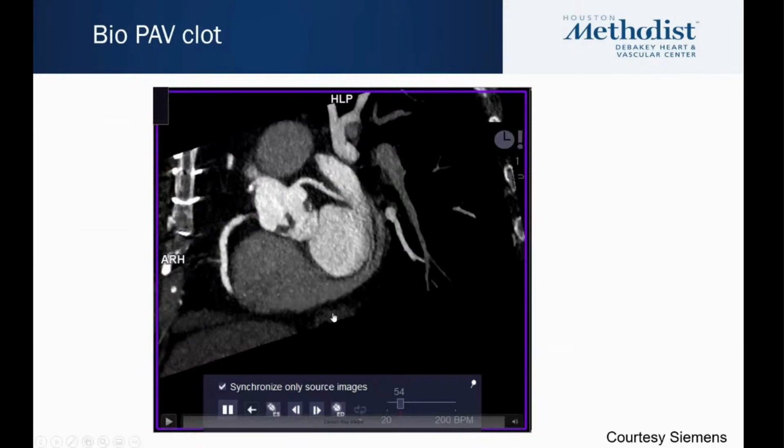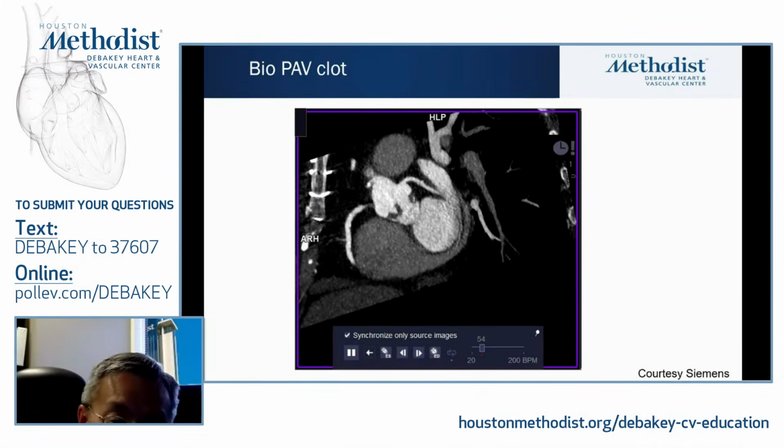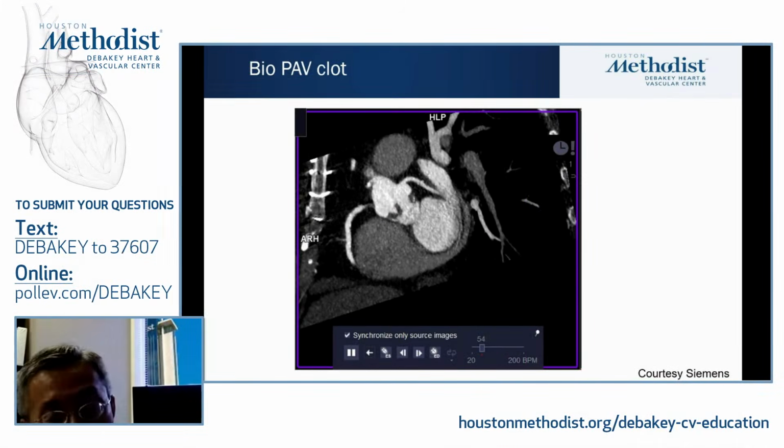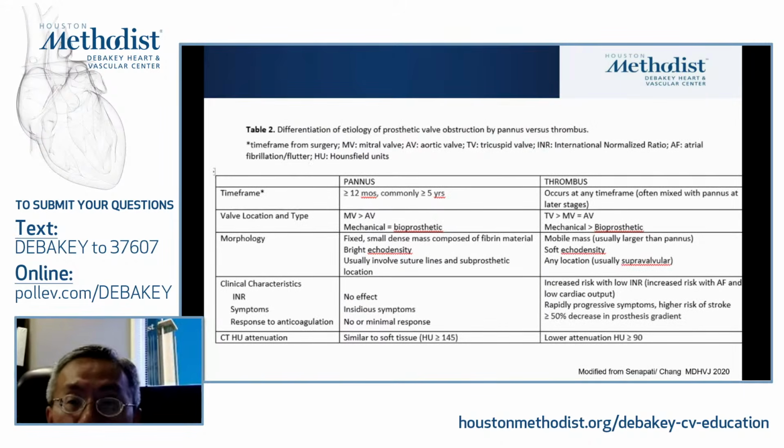All right. Okay, this is a case of a bioprosthetic valve with a mass, obviously very low density, and this surgical specimen shows that it was a clot rather than endocarditis. This is courtesy of one of our colleagues from Siemens.